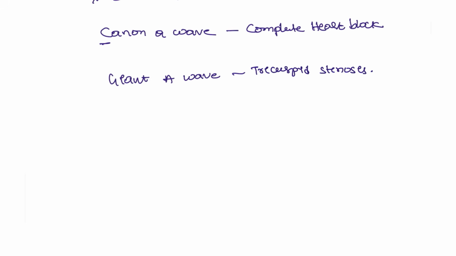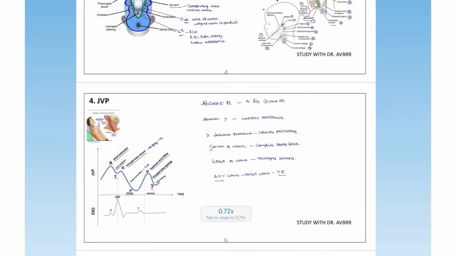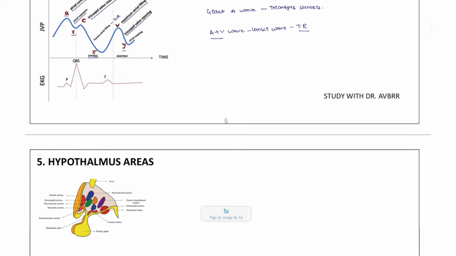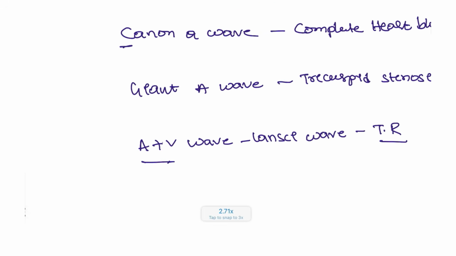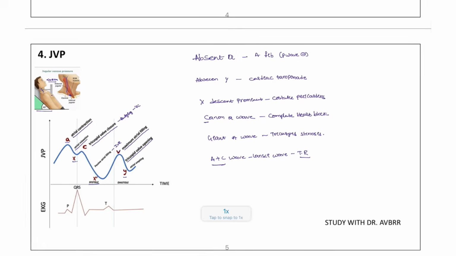Tricuspid stenosis, and also when the A wave plus V wave are merged, this is known as a Lancisi wave, seen in tricuspid regurgitation. A wave and V wave merging together, that is seen in the Lancisi wave. Okay, these are the important points that you have to remember, guys. Sorry, A wave and C wave, that is the Lancisi wave.